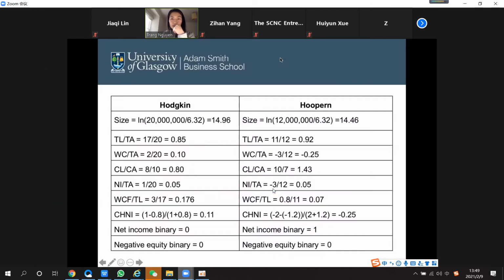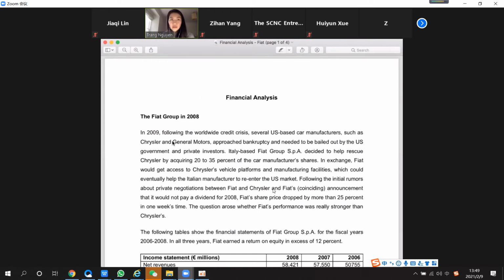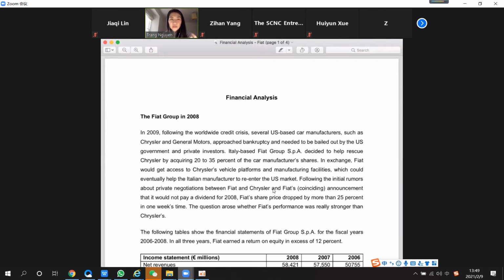So the example, I posted on Moodle already. There is a Fiat case in 2008. Why did I choose 2008, which is 12 years ago? First, there is a case from valuable books, problem 4 of the chapter, so if you want to have a look at that, it's there. But another reason I chose this case is that in 2008 we know the global financial crisis was around that time, right? And now we are not in a global financial crisis but in the pandemic crisis. So the way we look at firms during the financial crisis is similar to how we look at firms during the pandemic crisis.